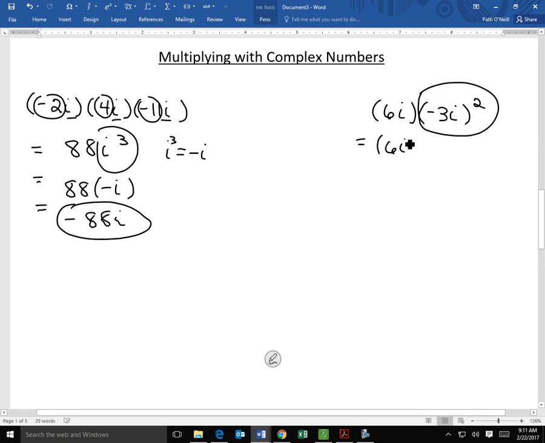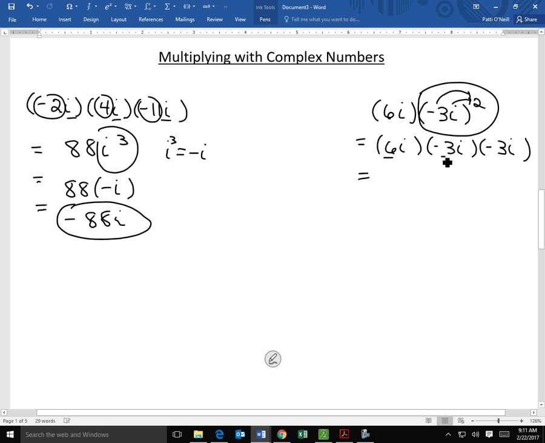Negative 3i being squared really means the following. We've got the 6i that's there. It means negative 3i times negative 3i. We're taking each piece and raising it to that power. Because it's only to the second power, I can write it out next to each other, the way that I did here. It's not too time consuming, so if you feel comfortable doing that, that might be a good way to go.